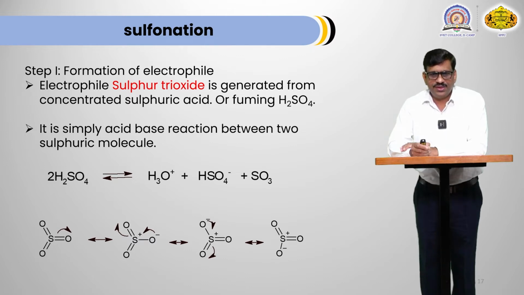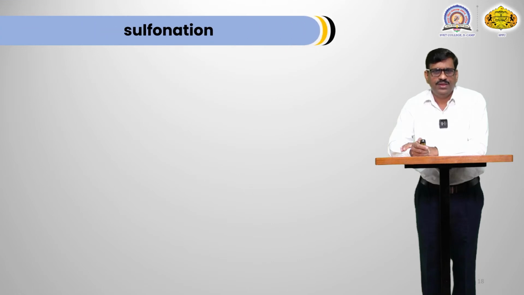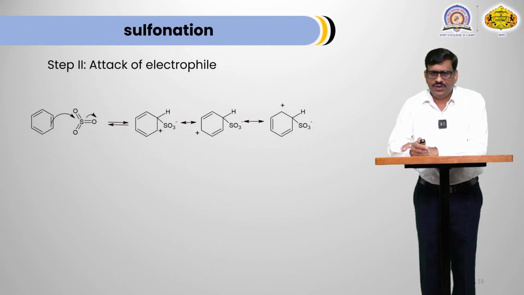These are the canonical structures of sulfur trioxide. Because of 3 electronegative oxygens, the sulfur atom becomes electron deficient and it works as an electrophile. Step second, attack of electrophile. Similar to nitration, the pi electrons interact with SO3 and there is formation of arenium ion. It is well stabilized by resonance.